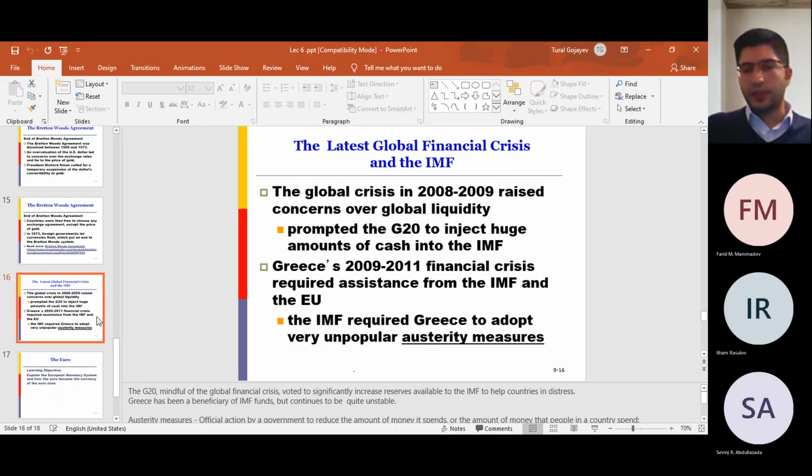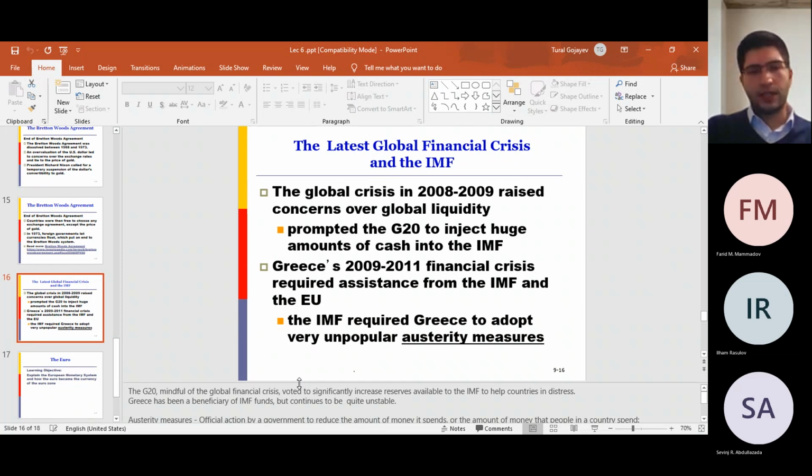And then an important point related to the latest financial crisis. You remember in our previous lectures we talked about the financial crisis. And today, in the beginning, I also gave some information about the financial crisis and recession in Greece, because this is one of the latest global financial crises in history. The global crisis in 2008-2009 raised concerns over global liquidity.